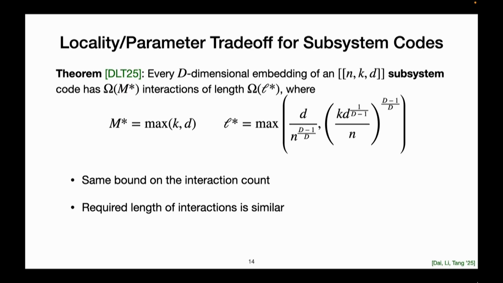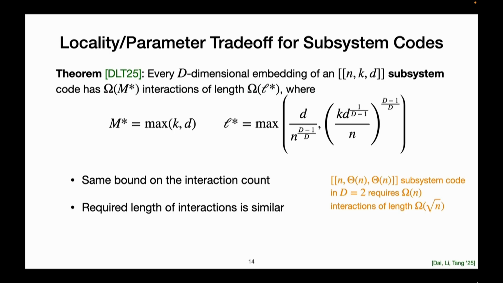If you were to look at this expression closely, you would see that it's basically the same in a lot of parameter regimes, and it's only a smaller amount of interaction length in a very restricted parameter range. As an example, just to make this more clear, you can consider an asymptotically good subsystem code with a 2D embedding, just as we did for the stabilizer code. So if you plug into the theorem here, again, you would require at least n interactions of length root n, which was exactly the same as a stabilizer code.